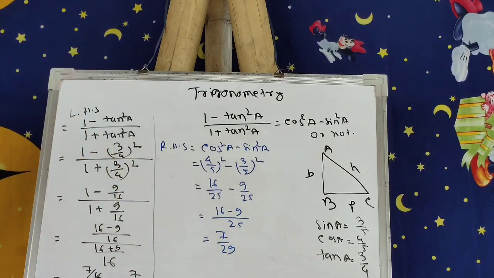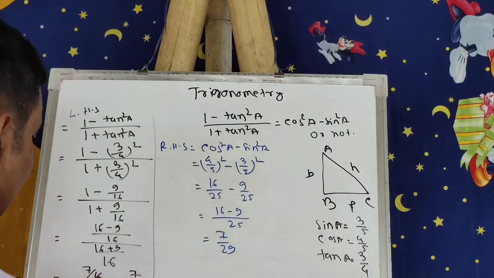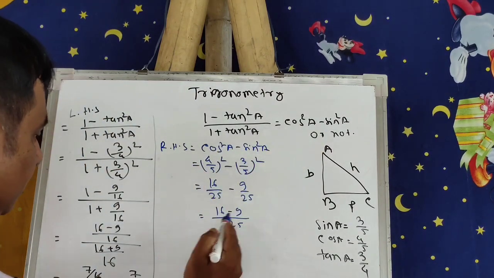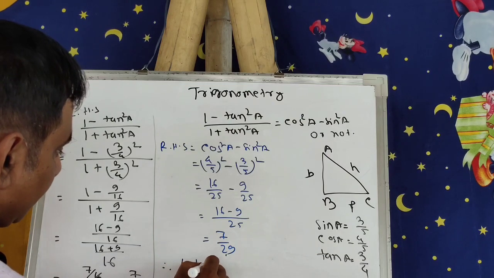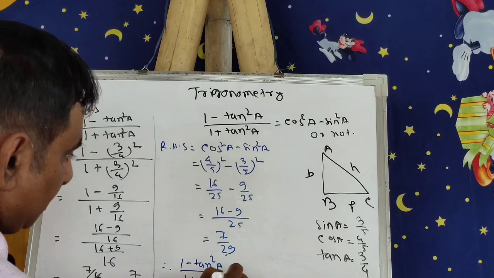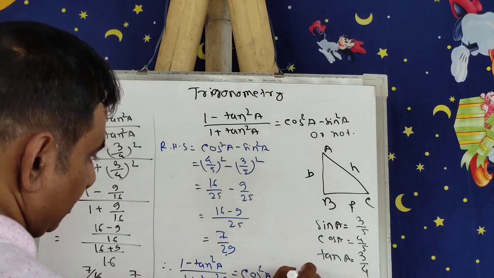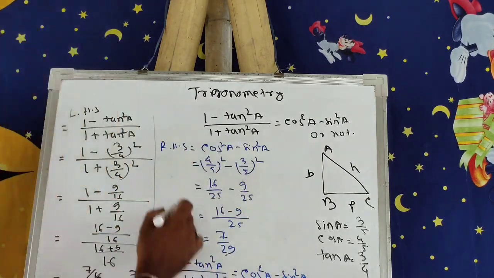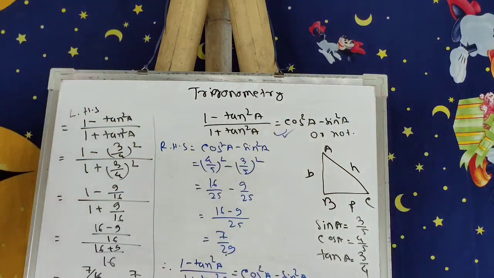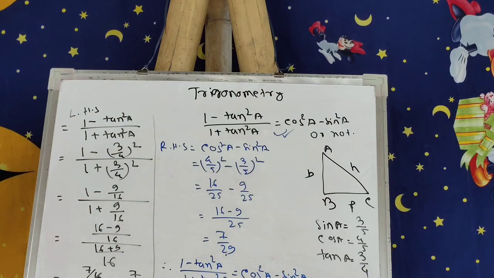See, now what is the value of left hand side? It is 7 by 25. And what is the value of right hand side? It is 7 by 25. That means the value of left hand side is equal to the value of right hand side. Therefore, 1 minus tan square A by 1 plus tan square A is equal to cos square A minus sin square A. That is, this statement is true. Okay. Understood, guys? Fine. Thank you.